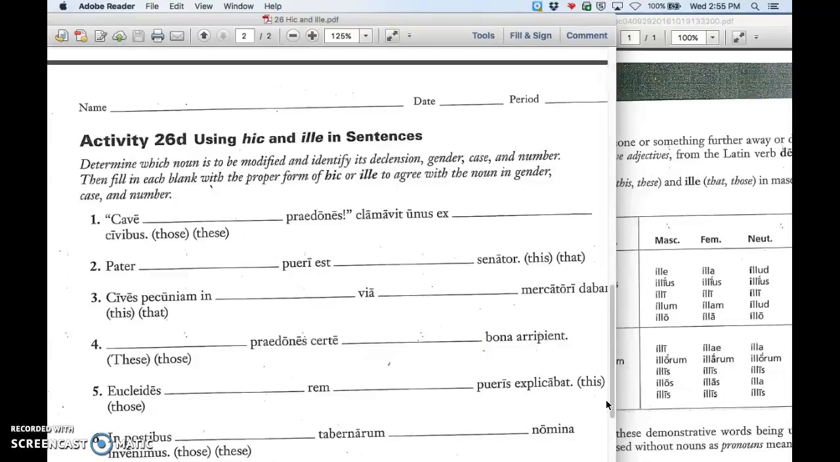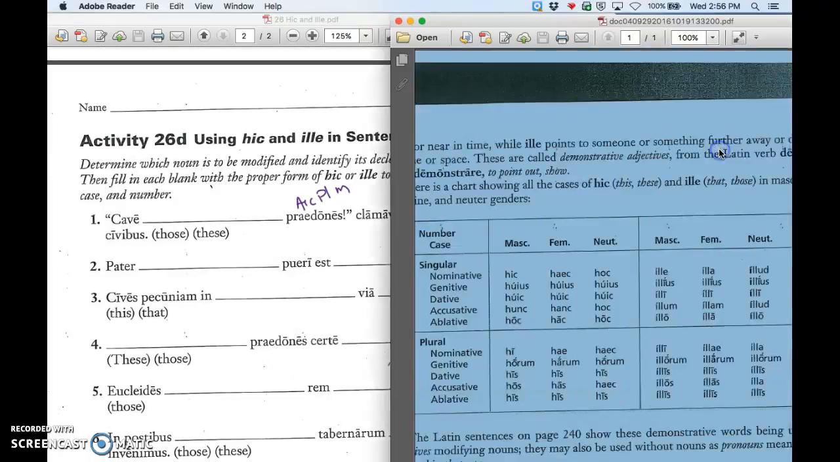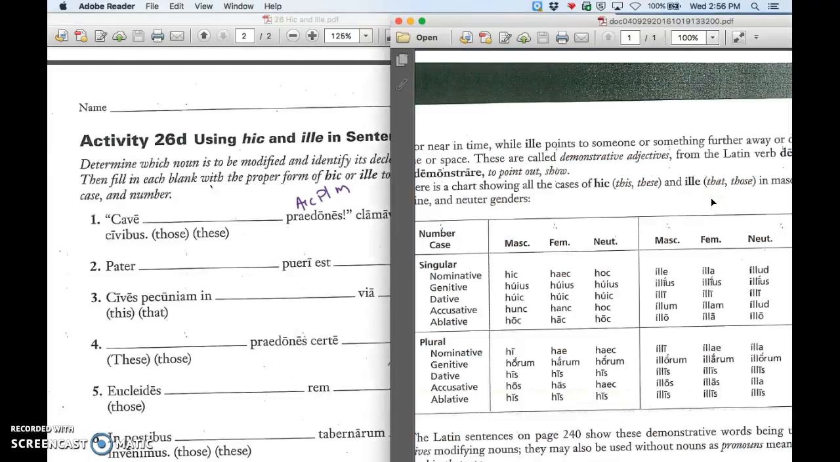So you need to figure out the word they modify and then look for the hic and ille based on what you have here. So if we look at the first one, we see praedones, and we know that we want "those." And of course, remember that those is hic, hoc. So praedones is the word we're looking at here. We look, cave praedones. It's going to be accusative, and it's plural, and it's masculine. So if we look at our chart over here real quick, we can see the accusative plural masculine form is hos. And so if we come back over here, we can write that down.